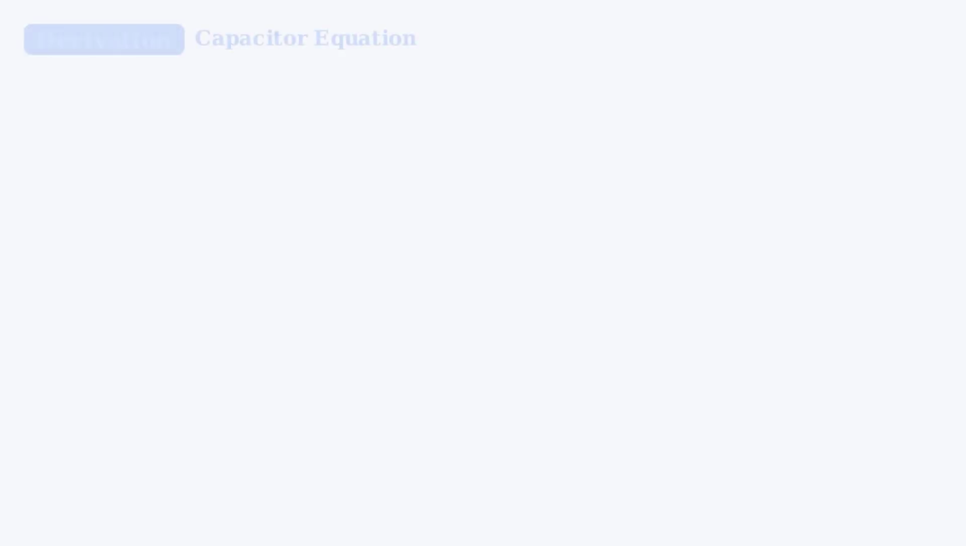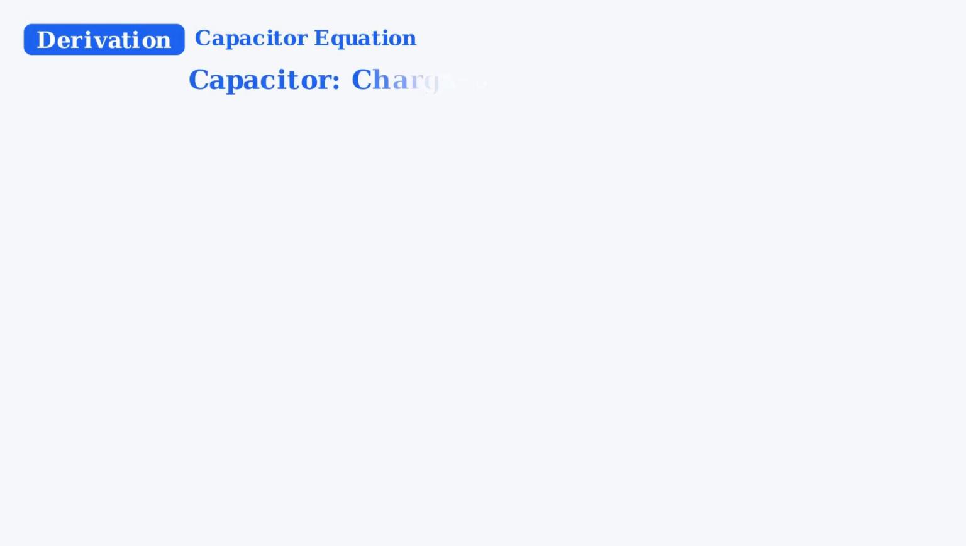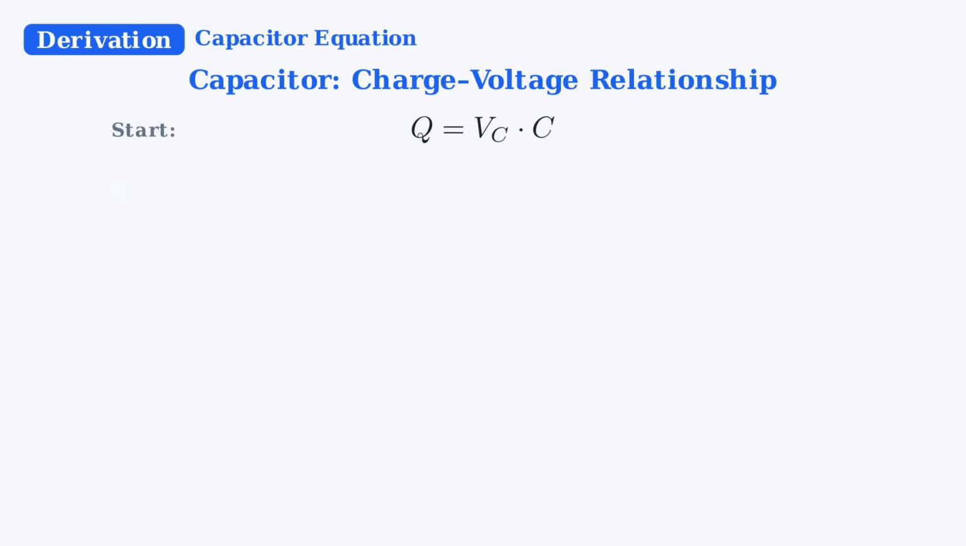A capacitor stores energy in an electric field between its plates. The charge stored relates to the voltage across it by Q equals VC, where C is the capacitance in farads. Now, what happens when the voltage changes with time? Let's differentiate both sides with respect to t.